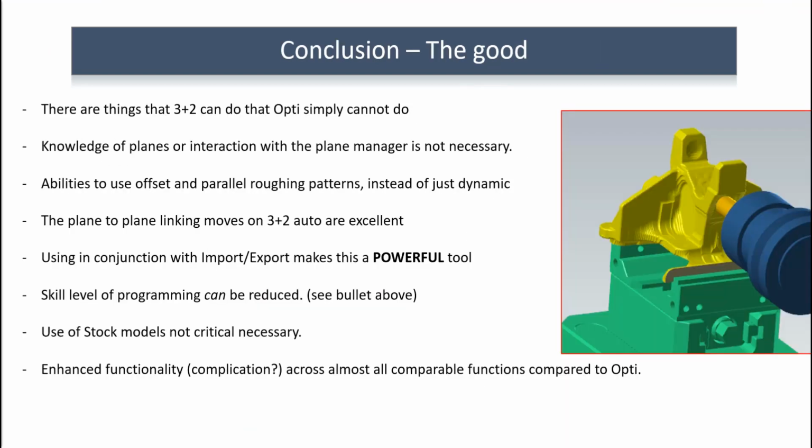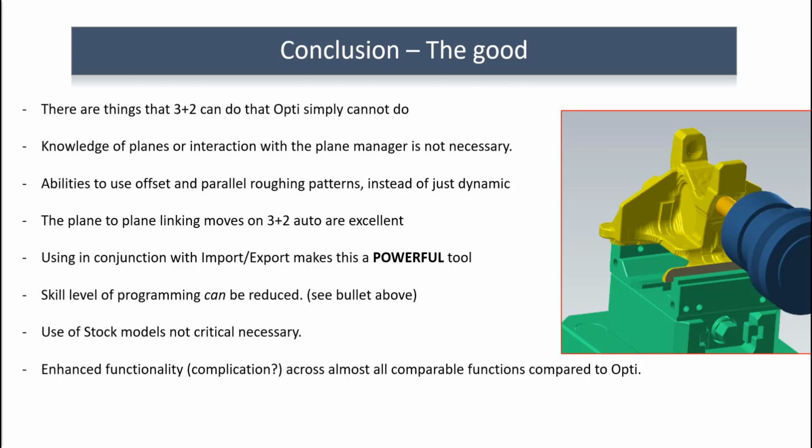So, conclusion on 3+2 automatic. There's a lot of things that 3+2 can do that Opti cannot do. Knowledge of planes or interaction with the planes manager is not necessary. Ability to use offset and parallel roughing parameters instead of just dynamic. So if you want to do another different scenario there, you can. Plane-to-plane linking moves are awesome, like I was discussing there, of how it's getting back to the other planes. Using it in conjunction with import-export makes this a powerful tool.